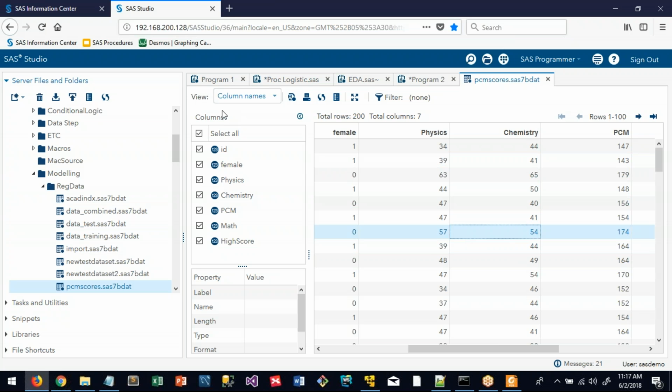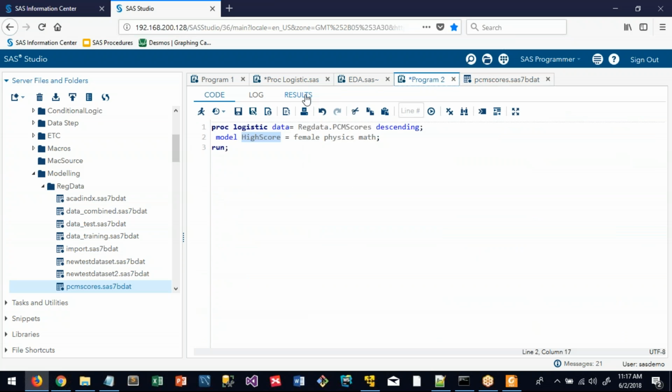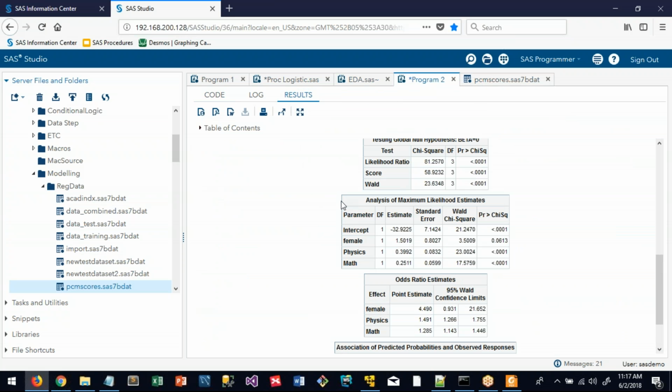Simple as that. And when I run this, and the marks which we obtained here, again, the most important thing here is this outcome which we got here. So in this, female, physics and math, this is again the same thing which we did before. The estimate part here is the one which you can see here. The intercept is the value of minus 32.9225.